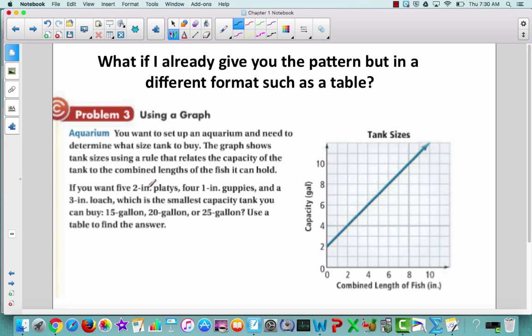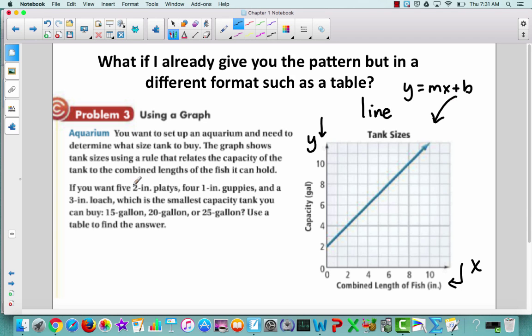If you want 5 2-inch platies, 4 1-inch guppies, and a 3-inch loach. So let's figure out how many inches we want, because if you look at this graph, it says that the combined length of fish is on my x-axis, and the capacity in gallons is on my y-axis. All right, and it appears that the graph that they've given us is a line. All right, so what should you be doing now? You should be thinking, okay, it's a line, so that means that it's in the form, hopefully, y equals mx plus b, because that's probably the linear equation that you remember. And so I'm going to think about that. I'm just going to think about what I already know.